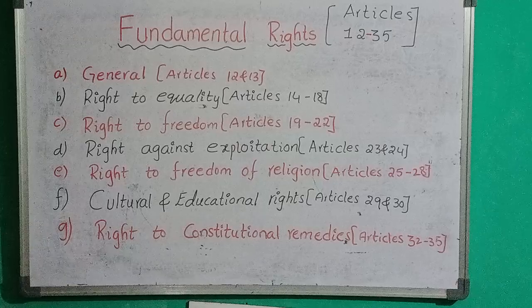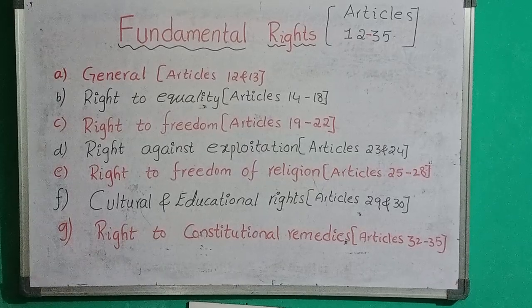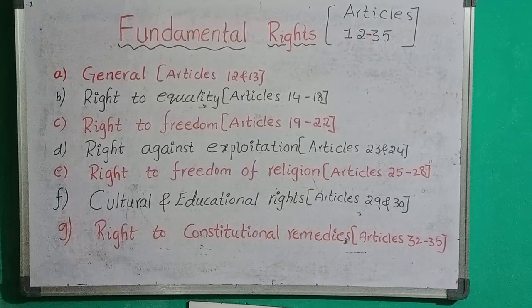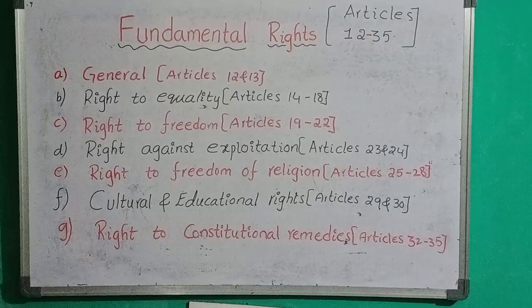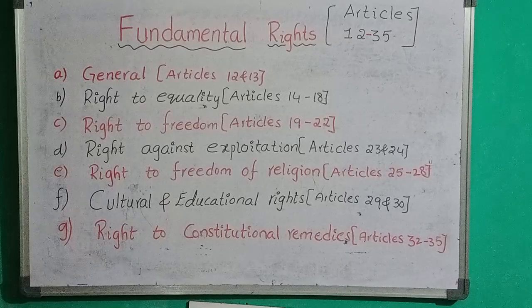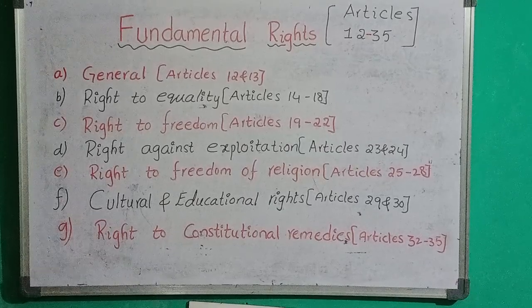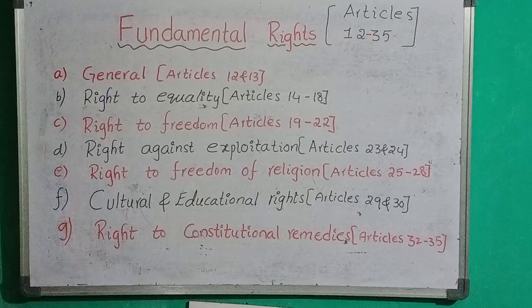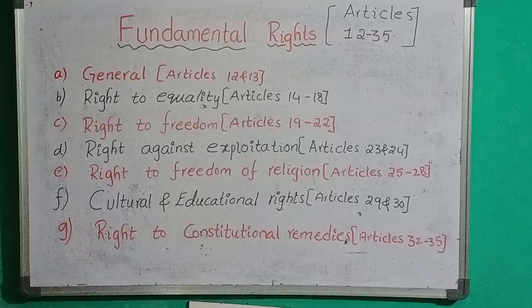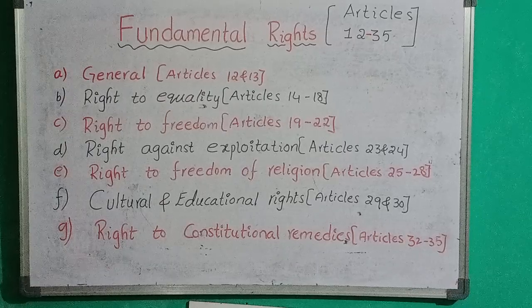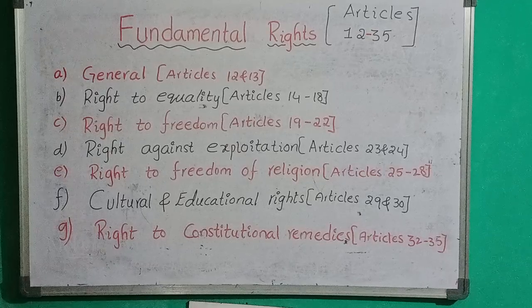The fundamental rights as incorporated in the Indian Constitution can be classified into 7 groups. They are: 1. General provisions with respect to the fundamental rights, that is Articles 12 and 13. Next, 2. Right to equality, which is provided under Articles 14 to 18.